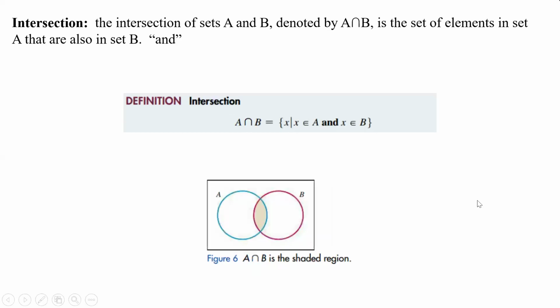Now we have the intersection. I mentioned that a little bit quickly in the last one. The intersection of sets A and B is denoted by A, then the upside down U, B. This is a set of elements in A that are also in B, and we call this one AND. So A intersect B is a set of X's such that X is an element of A and X is an element of B. Where does that happen? Only in this intersection part right here, and hence only the part here in yellow is where the intersection is.